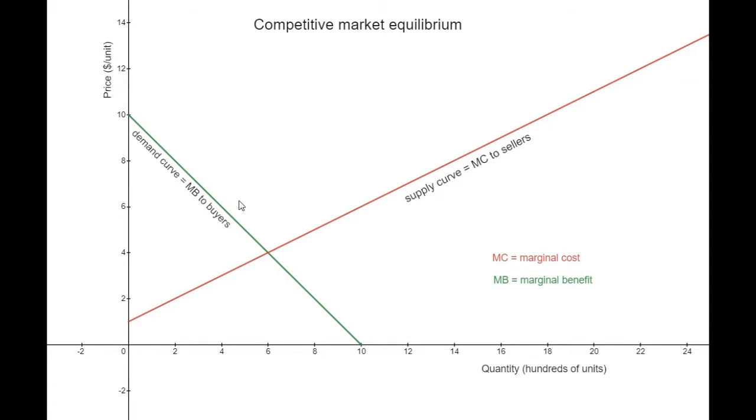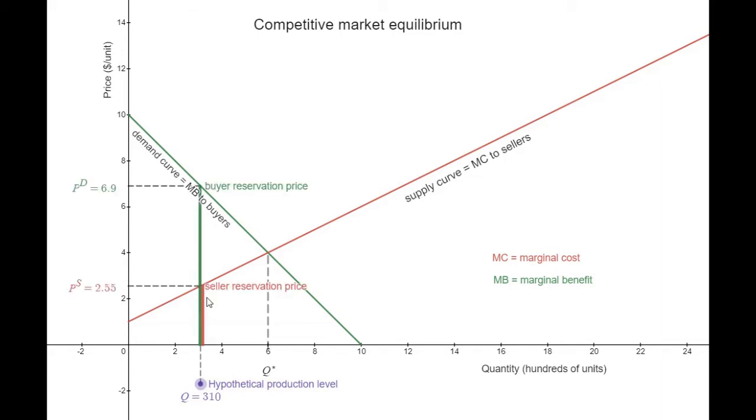If we allow now these buyers and sellers to interact freely in mutually beneficial transactions, what we're going to get is that Q star units are sold, which is the quantity where marginal benefit and marginal cost intersect. Why is that? Well, for all of the production levels below Q star, we see that we have buyer's reservation price be above the seller's reservation price.